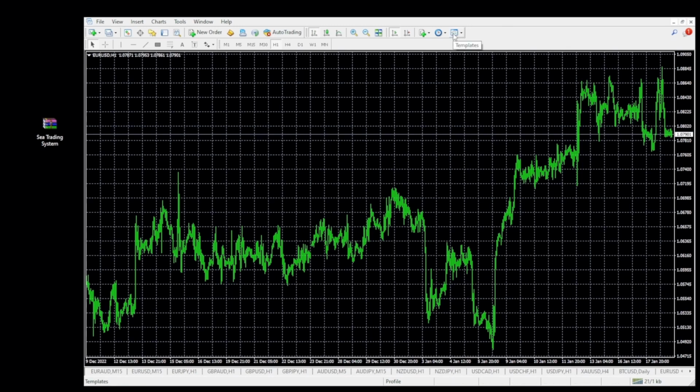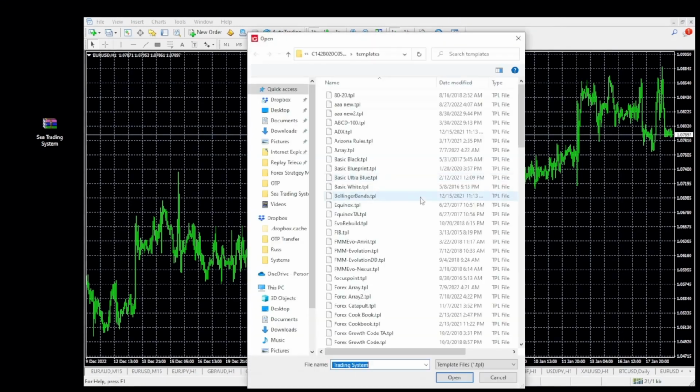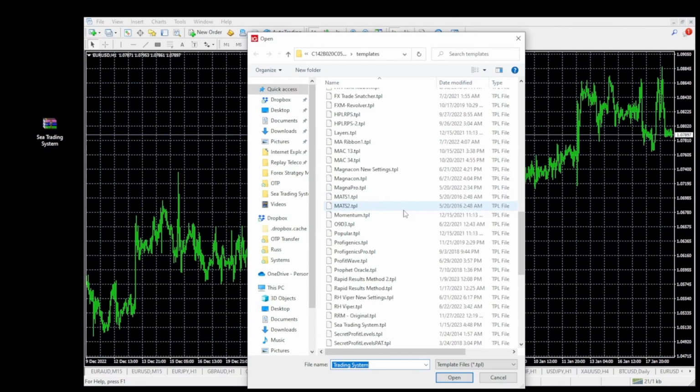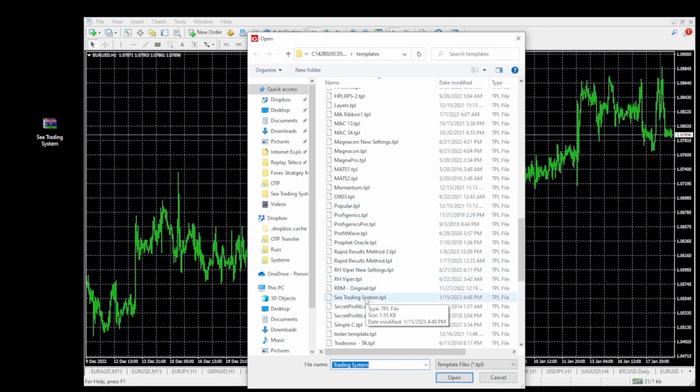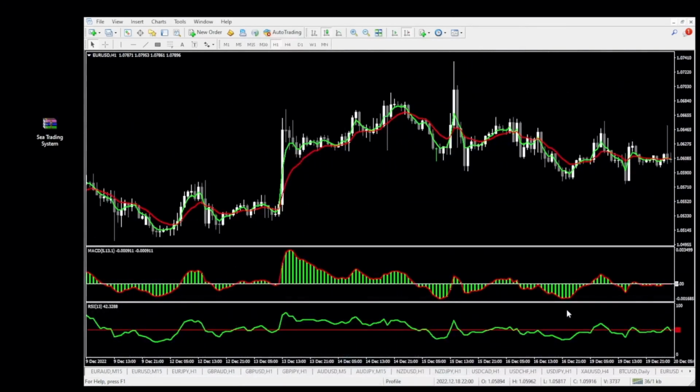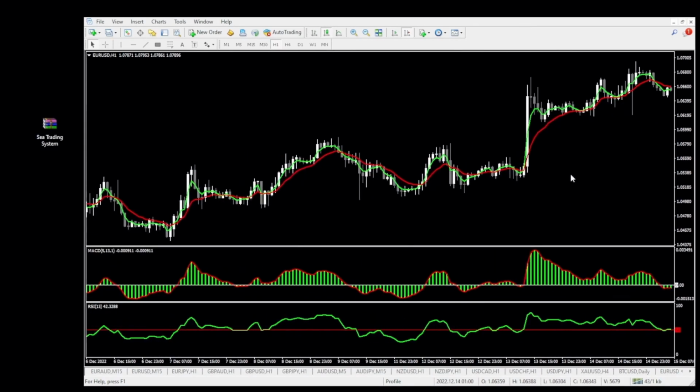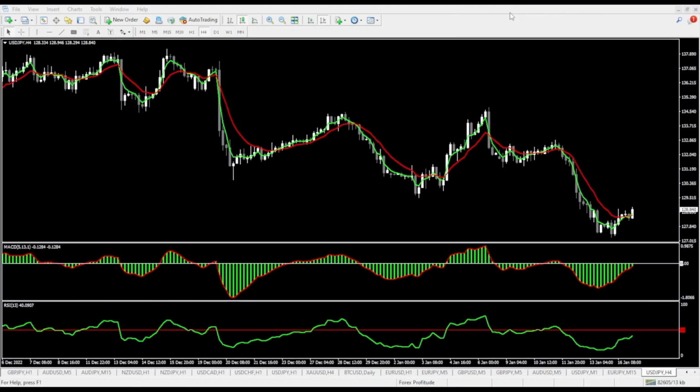And with that, we'll go back to our templates and load template. Again, we're going to look for that C Trading System template, click it and click open. And we have the C Trading System template on our charts. Now let's get into the rest of the video where I show you how to use the C Trading System.